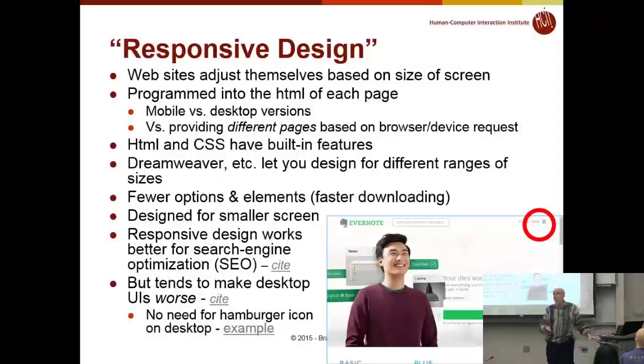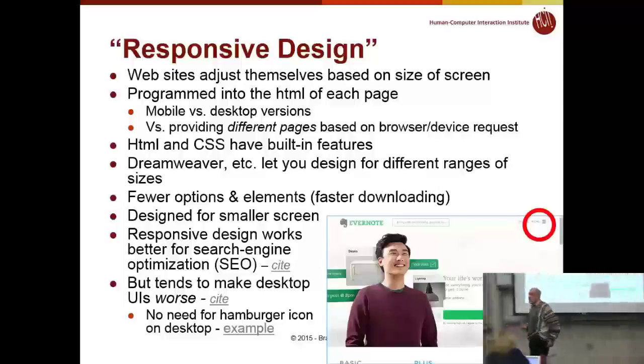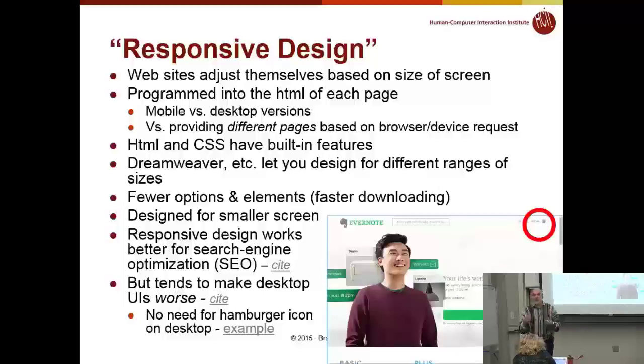So the big mantra nowadays is responsive design. And so this means that the websites adjust themselves. So rather than having two versions of your website, one for mobile and one for desktop, you have one version with code behind the scenes that computes what the interface should look like based on your device, and we talked about this a little bit.